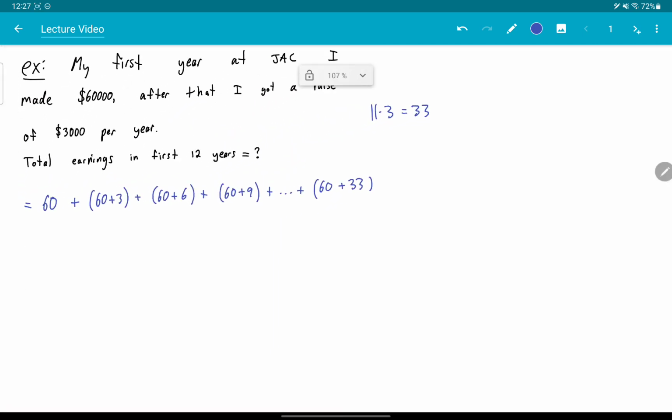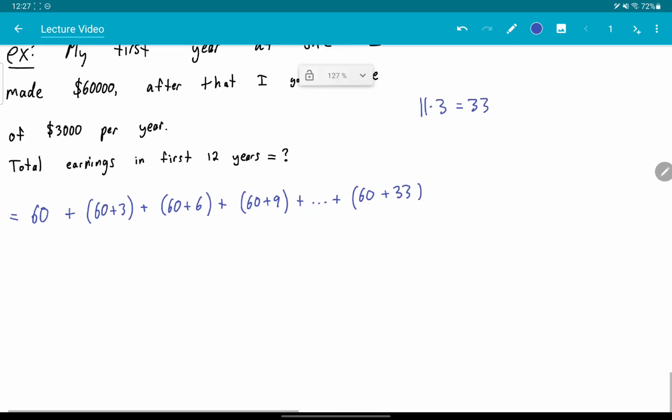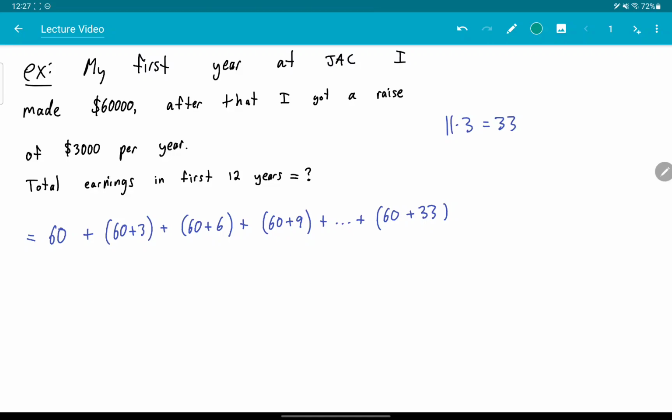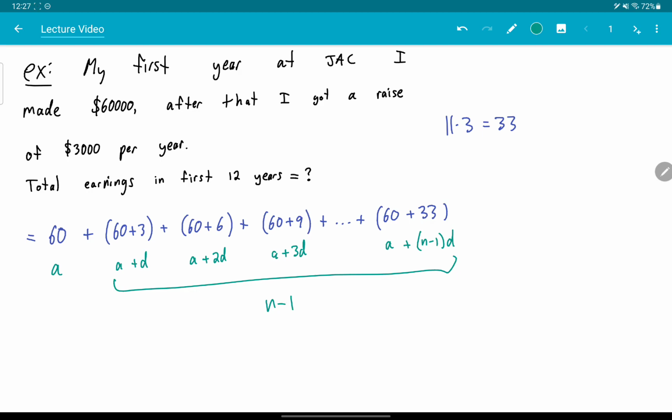Okay, so I'm going to try to add this up. I'm going to go about this systematically, and I'm actually going to prove a nice little formula for you. So let's call this A. This is A plus D, A plus 2D, A plus 3D. I'm going to call this A plus, I'm going to go with n minus 1 times D. Now we're going to go n minus 1 because we want this to be n minus 1, and then plus 1 gives me a total of n terms.